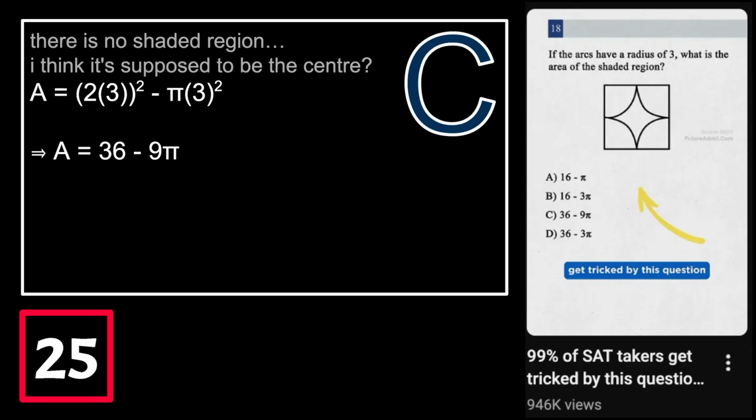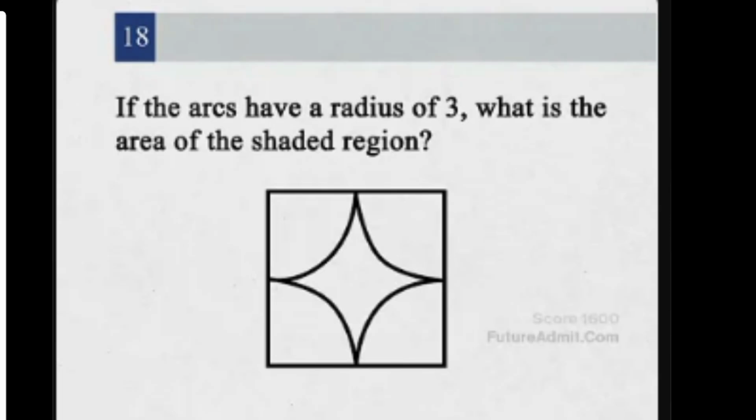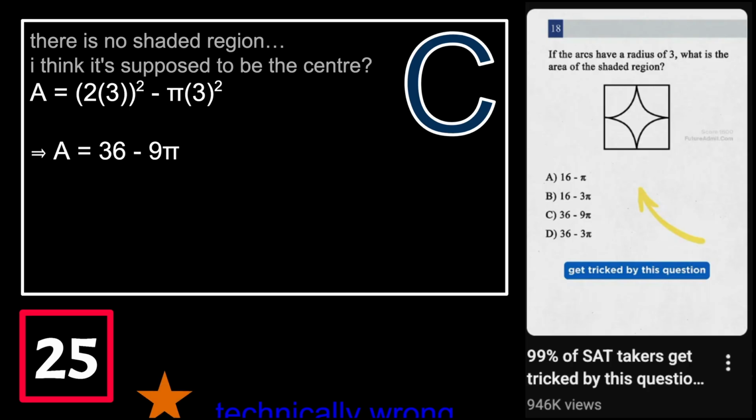Whoever makes the graphics for this channel probably got fired after this video released. You're supposed to take the area of the square and subtract it from the quarter circles, of which there are 4, so it amounts to a square with side length 6 minus a circle with a radius 3. Or if you go by the literal interpretation of the question, 0.